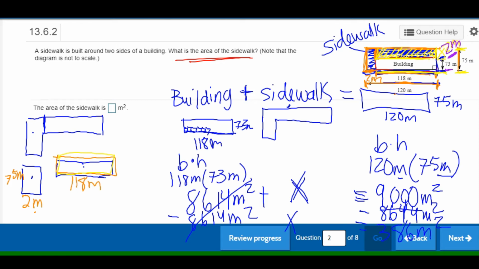So this must be equivalent to 2 meters, because 73 plus 2 meters is equivalent to 75. So this plus this must be equivalent to this and 75 because they're parallel. So I can say that this is equivalent to 2 meters.